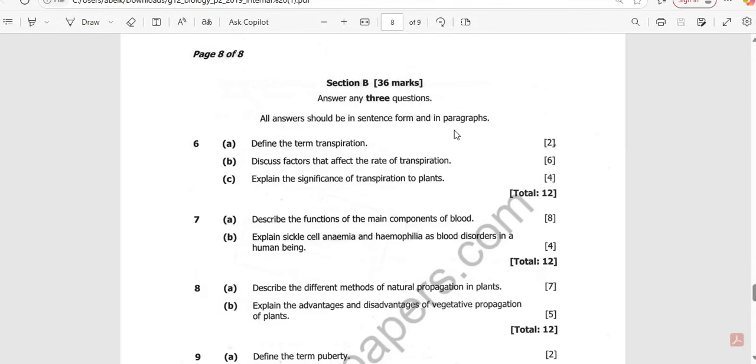Okay, so let's look at biology section B. All answers should be in sentence form and in paragraphs. This section contains 6 marks. Out of all the questions given, you just need to answer any three.